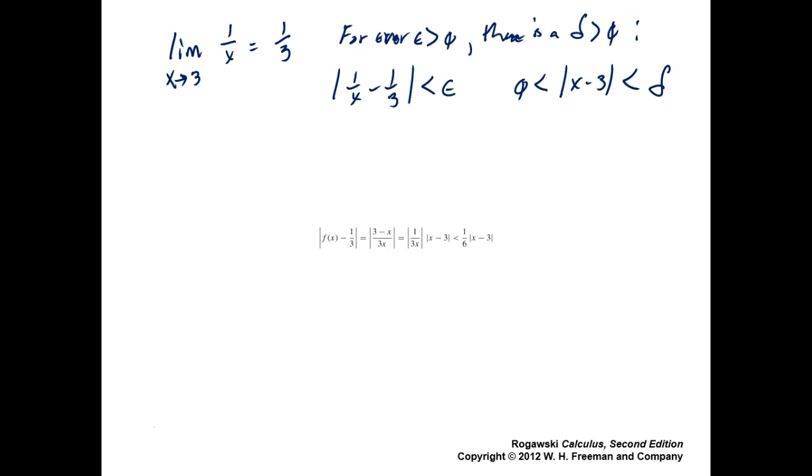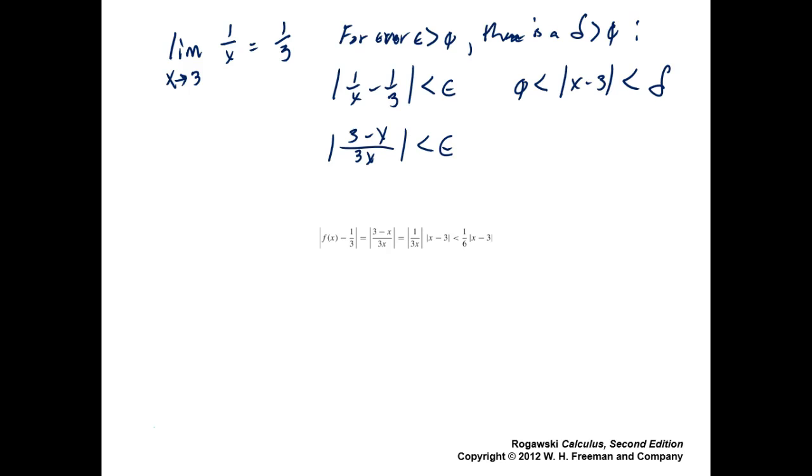Now, what you want to do is get this thing to look something like that, right? What would be your first step to get this to look something like that? Excellent. Common denominator, and that would be 3x. And what would be your first numerator? 3 minus x less than epsilon, right?